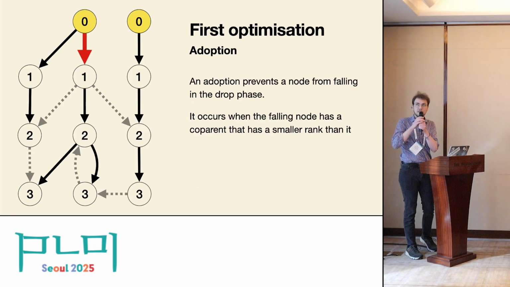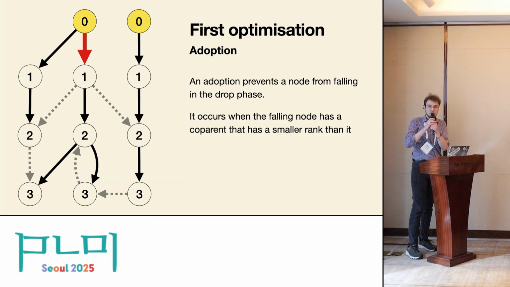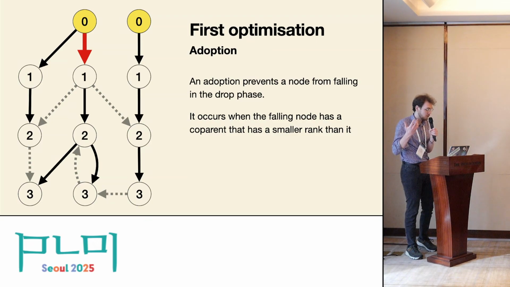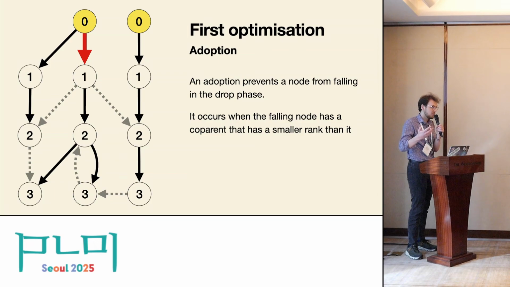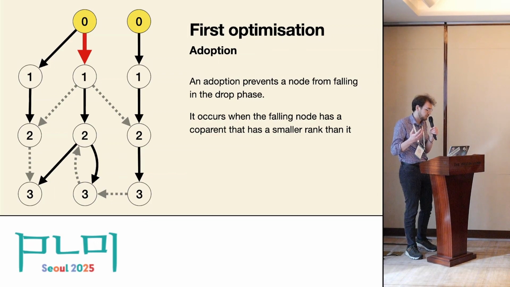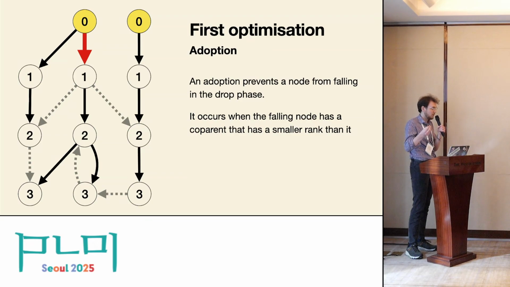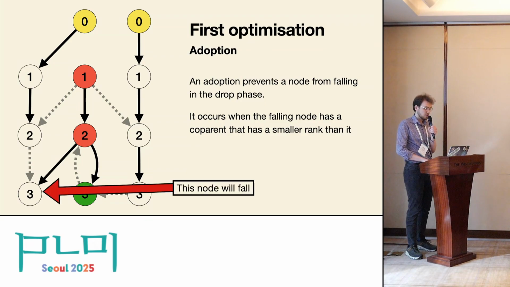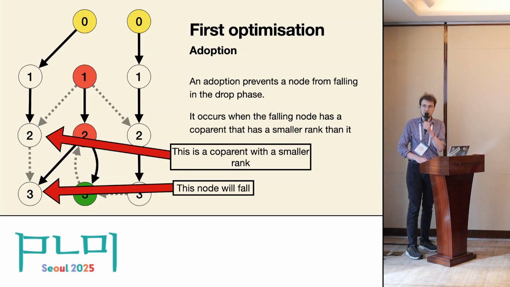So the first one is called adoption. An adoption is done during the drop phase and can prevent a node from falling if it has a co-parent that has a smaller rank than itself. So again, this is the same graph as we had before, and I'll just play the animation. And as you can see here, this node is about to fall, and this node here is a co-parent with a smaller rank than itself.